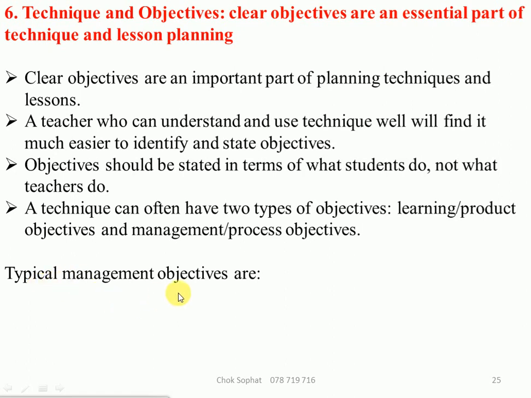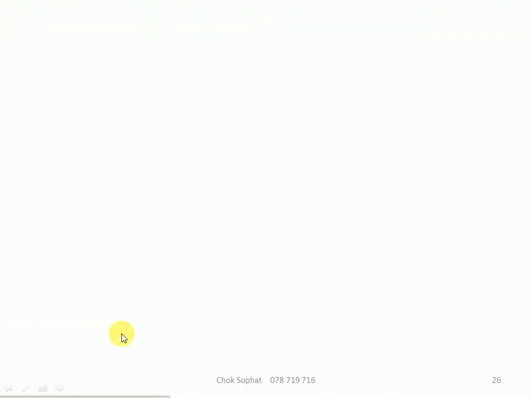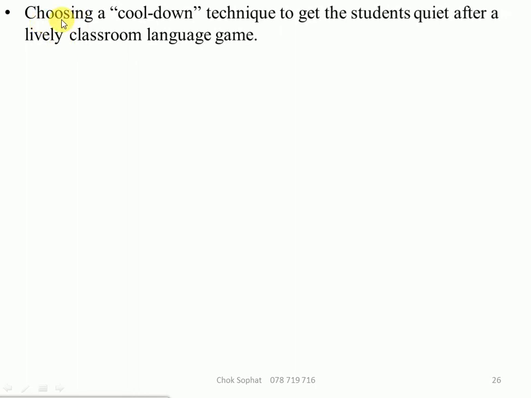Typical management objectives are choosing a warm-up technique to light up the students at the beginning of the lesson. This is the management objective. Choosing a cool down technique to get the students quiet after a lively classroom language game. So after playing a game, or while playing a game, it will be noisy. So you have to choose the cool down technique, how to cool down our students after playing a game.